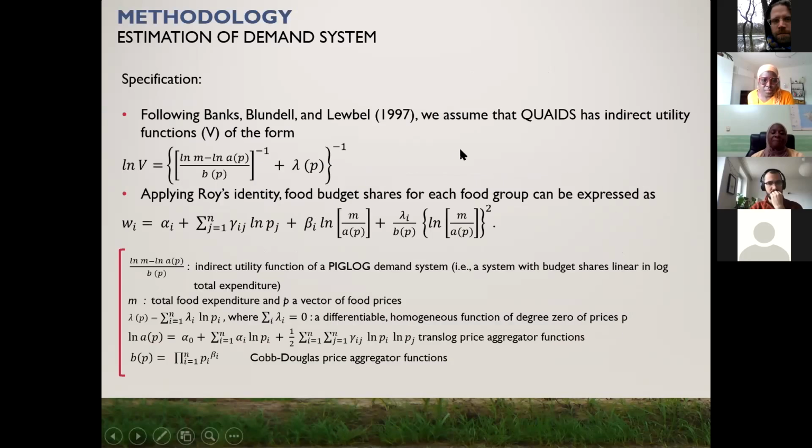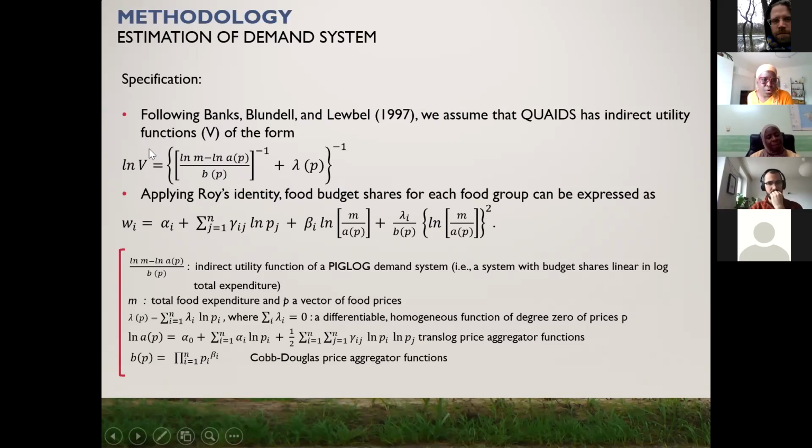So here, just to give some ideas on the specification of the demand system, the QUAIDS model. Following Banks, Blundell, and Lewbel, we assume that the QUAIDS has an indirect utility function of this form: the log of the indirect utility function is equal to this expression here. What is between the brackets is the indirect utility function of a price-independent generalized logarithmic demand system model. Here, M is the log of total expenditures, and P are the food prices. And again, as Fatou said, we grouped the different food items in our data set into, I think, 9 to 10 categories, but I will present that later.